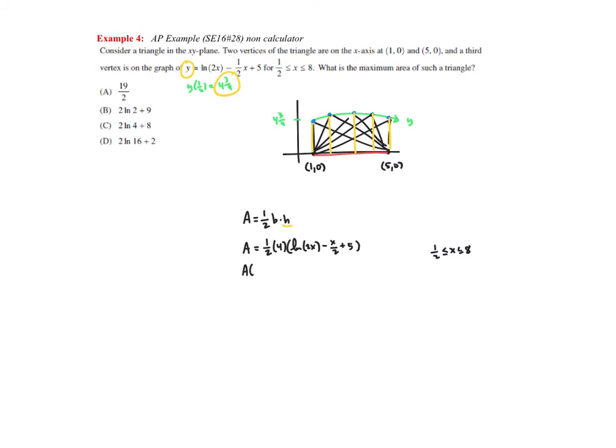So A of x, I'm going to do a little work on cleaning this up. Well, 1/2 of 4 is 2, and if I distribute the 2, I get 2 times the natural log of 2x minus x plus 10. That's our area function. So if we want to maximize the area of that triangle, I'm going to take the derivative. The derivative of 2 times the natural log of 2x will be 2 times 1 over 2x times the derivative of 2x, which is 2, so some chain rule going on there, minus the derivative of x, which is 1, plus the derivative of 10, which is 0. Let's clean that up a little bit. A prime of x will equal 2 over x minus 1.